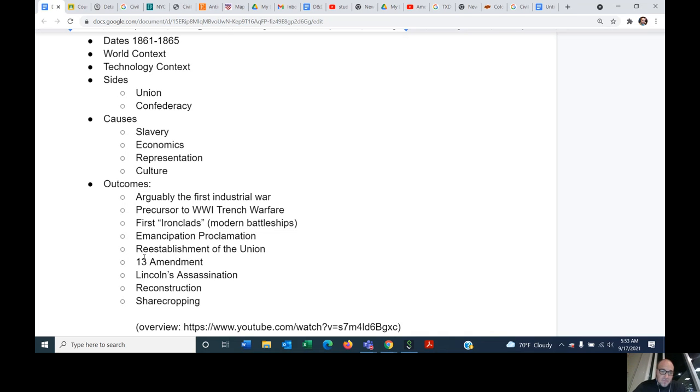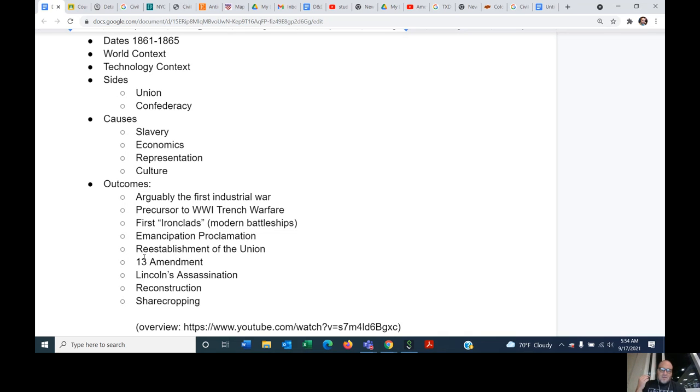Immediately after the war, Lincoln was assassinated by John Wilkes Booth. We'll look at that. And we started something that was called Reconstruction, trying to reintegrate the South and integrate the African-American population into the South. And it was in large part a failure. And even when you look at the abolishment of slavery, it gave rise to a new form of servitude called sharecropping, which in a lot of ways is slavery in everything but name.